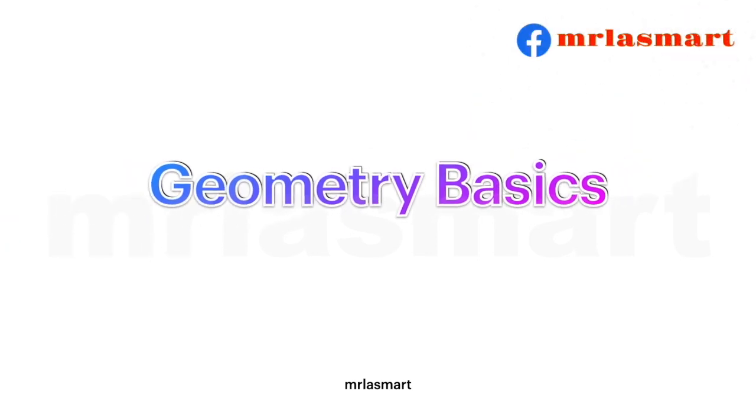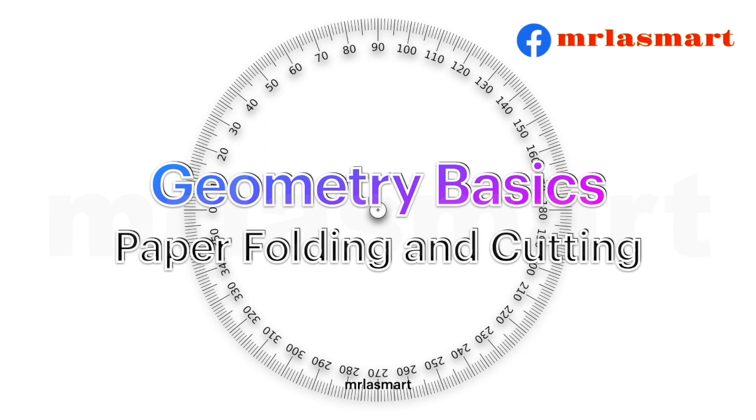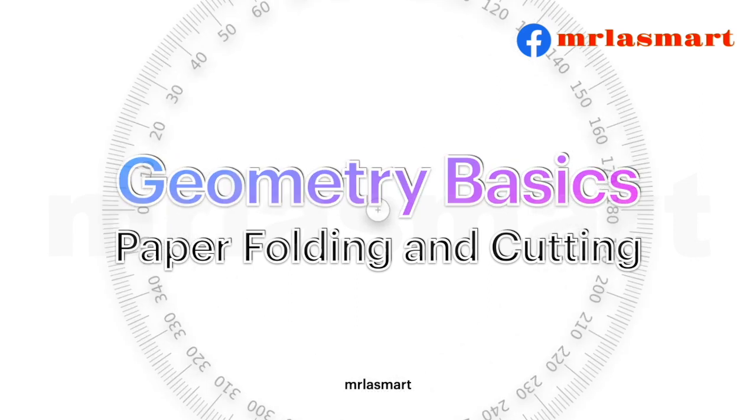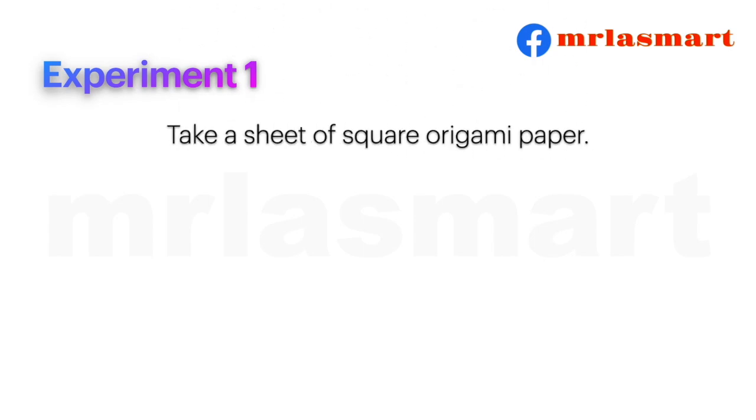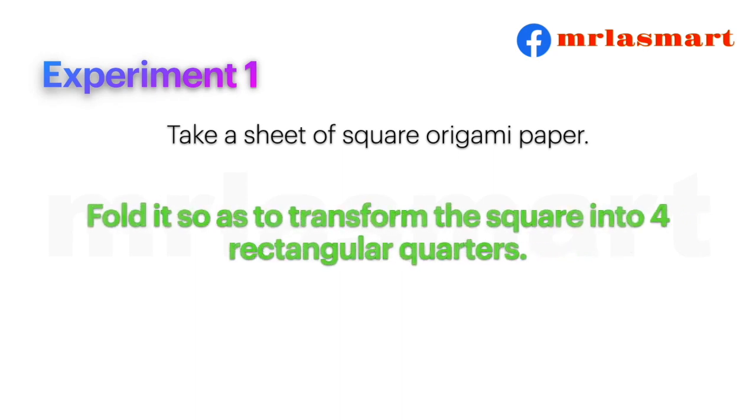Geometry basics. Paper folding and cutting. Experiment 1. Take a sheet of square origami paper. Fold it so as to transform the square into 4 rectangular quarters.